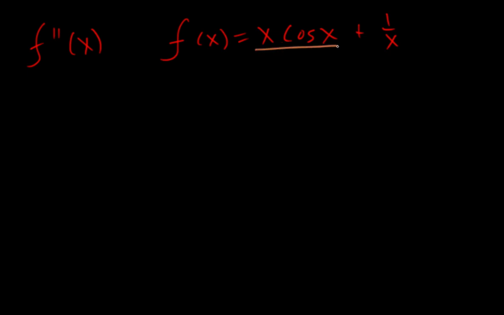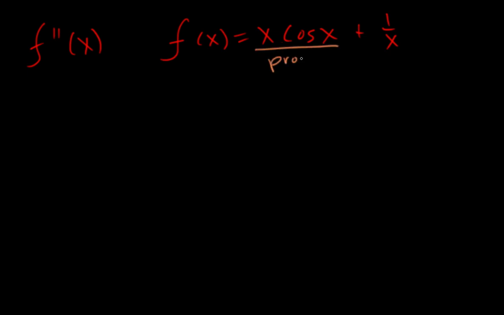Hey math kids, today we're going to talk about second and higher derivatives, and really all you do is keep taking the derivative of the derivative. So f double prime means find the second derivative of f of x, which is x cosine x plus 1 over x. Alright, so first we need to find the first derivative, which is going to be a product rule.